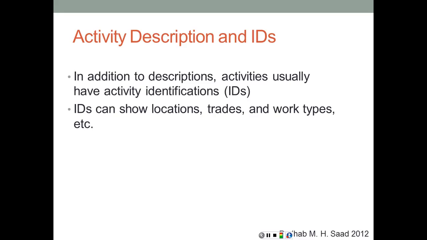In addition to descriptions, activities usually have activity identifications or IDs, as we're going to see in the computerized schedule. We're going to have an activity ID and an activity description separate from that ID. The IDs can show locations, trades, and work types, etc.